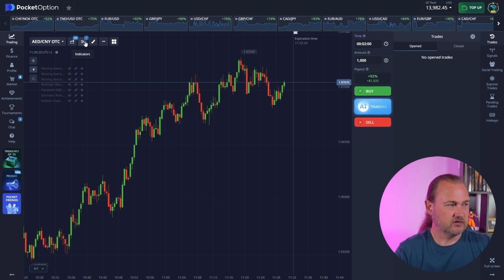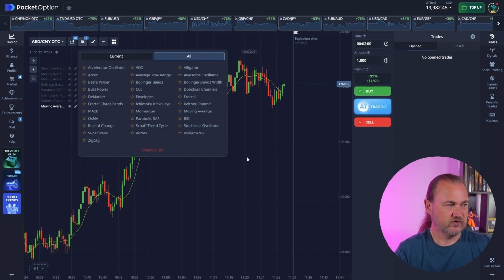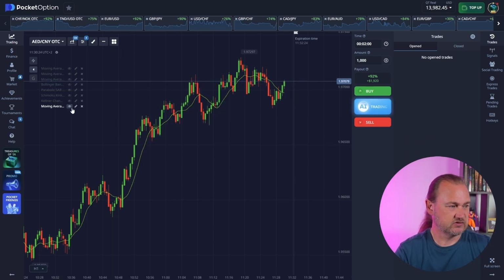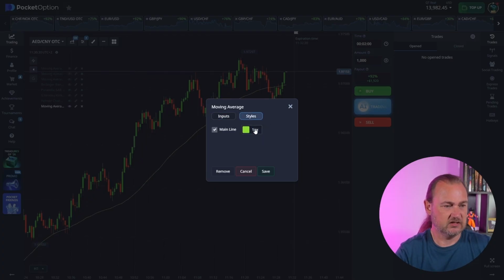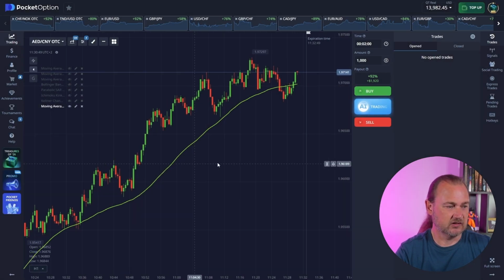So the first indicator we're going to add is a moving average. That's added to my chart. So I'm just going to do some changes. We're going to change the period to 50. And then the style, I'm just going to make it a little bit thicker. You do not need to change the style. I just like doing this. But this is not necessary as long as you set your SMA period to 50. And we're going to hit save. And there's our moving average.